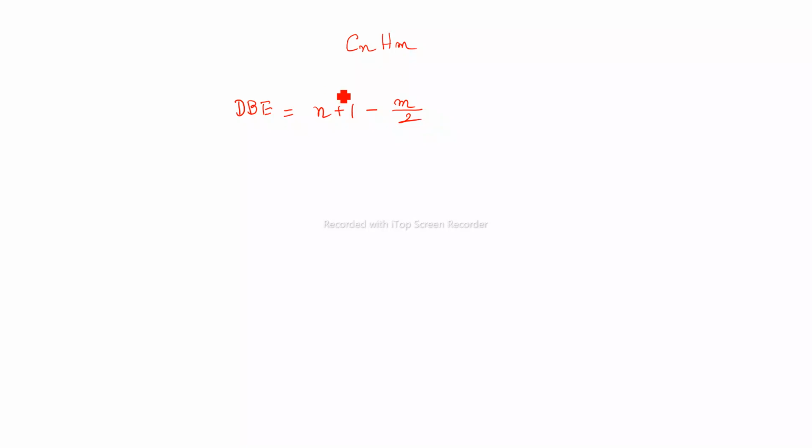Okay, this is for normal CnHm. So first do some example. What will be the double bond equivalent of C8H10? Calculate first. So here the double bond equivalent would be n, which is 8, plus 1 minus m, m is 10, divided by 2. So 8 plus 1 minus 5, so the double bond equivalent would be 4.